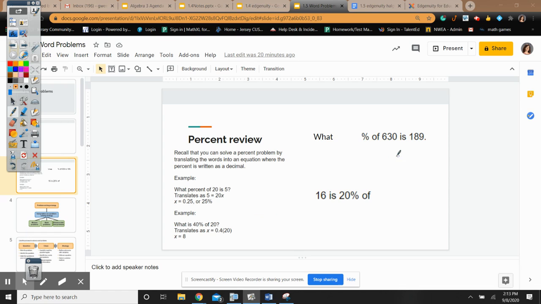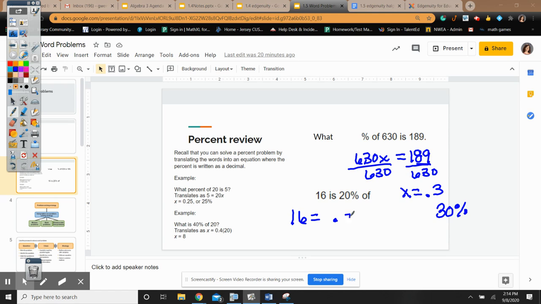What percent of 630 is 189? "Is" means equal, so it'll be 630x, divide by 630. You'll type that into your calculator. 189 divided by 630, typing in right now. I get 0.3. That's not the percent. We got to change that to a percent by moving it 2 to the right. That is 30%.